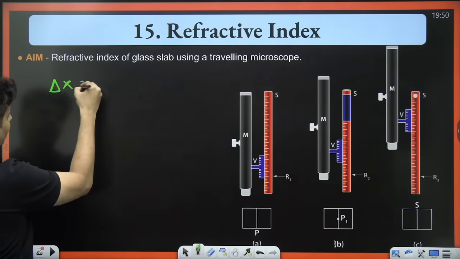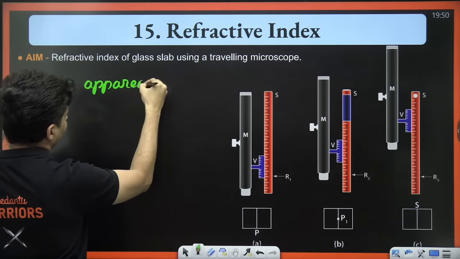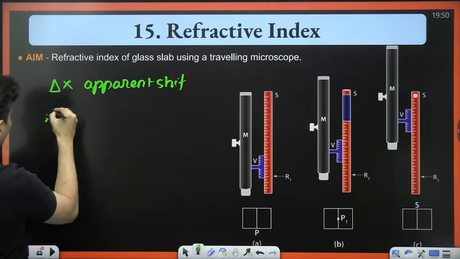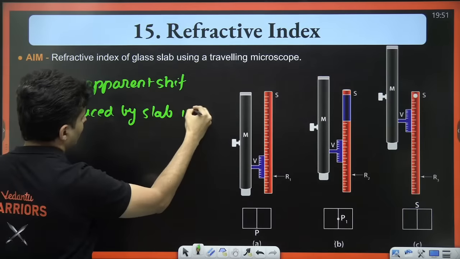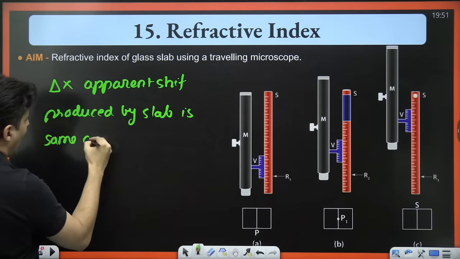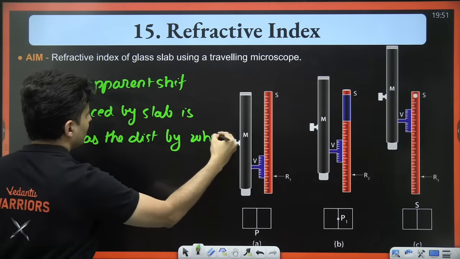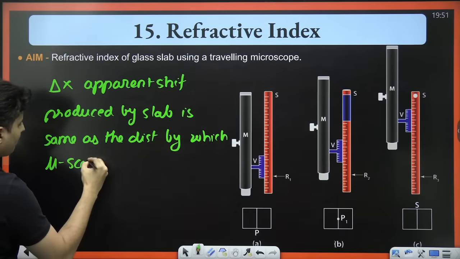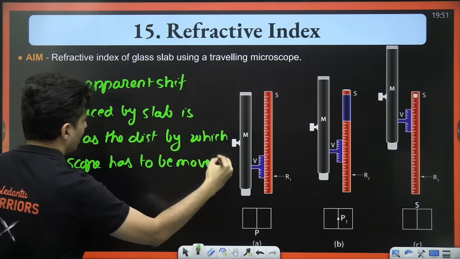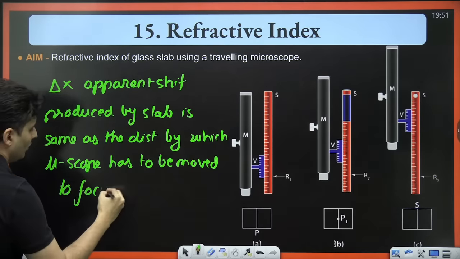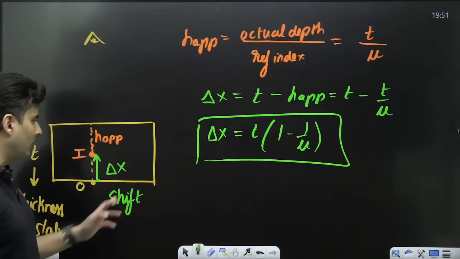So the apparent shift produced by the slab is the same as the distance by which the microscope has to be moved to focus again on that particular image properly.